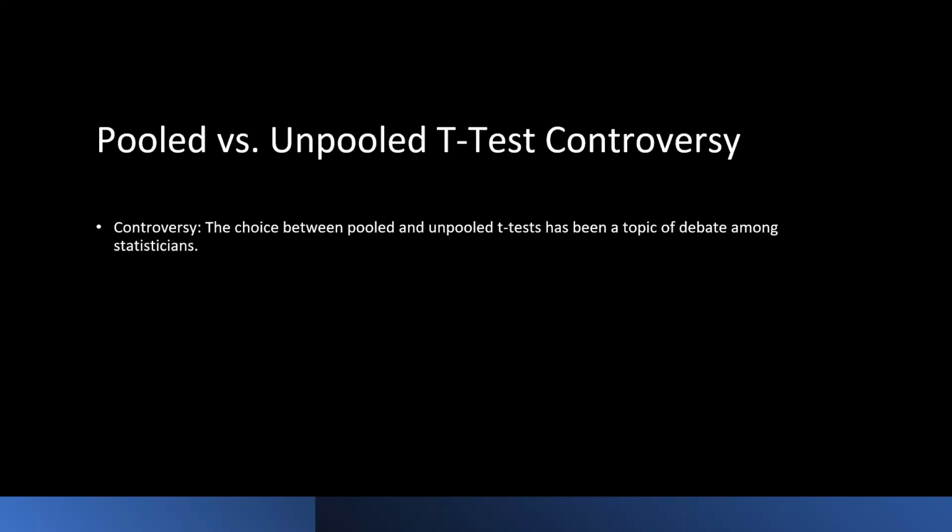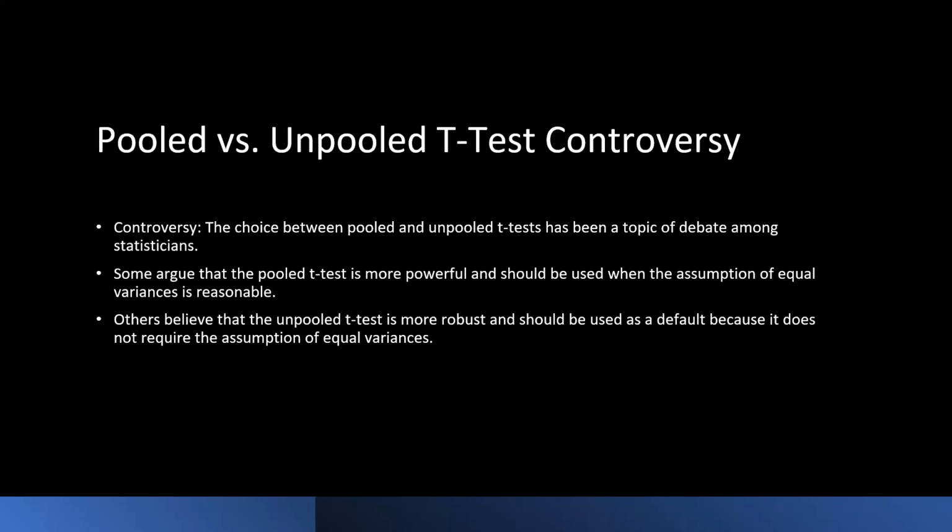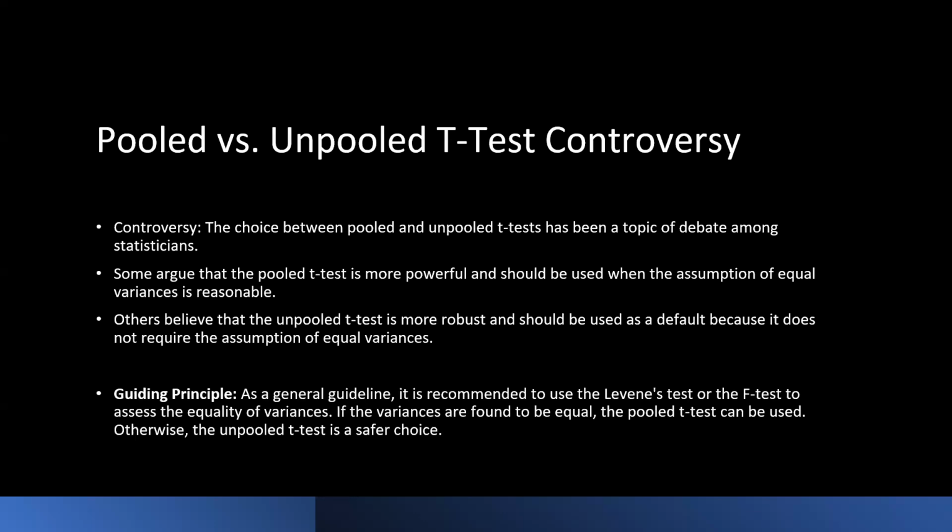Okay, so definitely there's been a debate in the literature about which one you should use. Some say the pooled t-test is more powerful and should be used when it's reasonable. Others say you should just use the unpooled t-test because it doesn't require any assumption of equal variances. In order to check this, we're going to use something called Levene's test. We're not going to use the F test. We're going to use Levene's test to check for equality of variances. If you have equality of variances, then you can use the pooled t-test. Otherwise, use the unpooled t-test. Again, some people will just say always use the unpooled. Whatever you do, just make sure that you understand it, and if you're in a situation where you're required to document it, that you thoroughly document everything you're supposed to do.